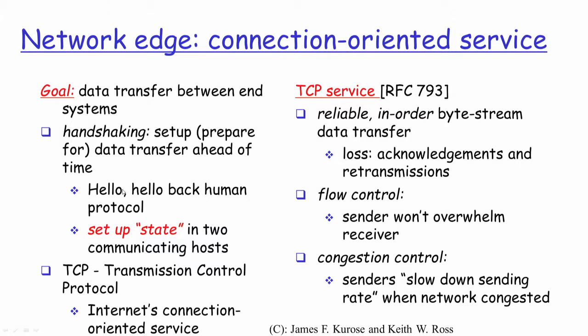So, when we talk of a connection oriented service from a network edge point of view, what we mean is that the data transfer between the two end systems should be done after something called handshaking is done. So, what exactly is handshaking? Handshaking is a set of steps that will be executed for doing the initial setup between the two end systems that want to communicate.